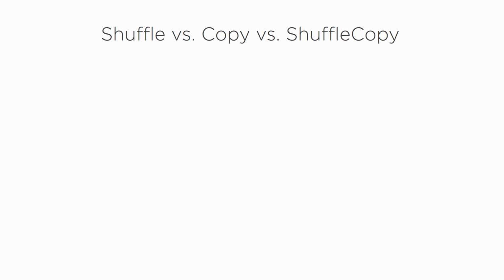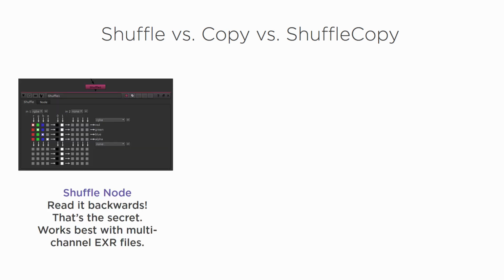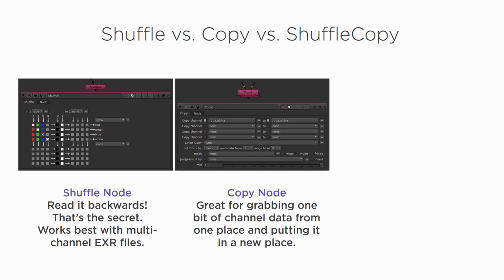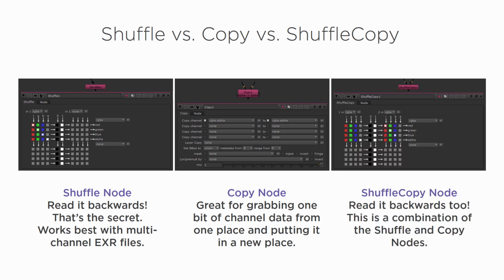In this clip, we're going to learn about the shuffle copy node. We've learned about the shuffle node and how we need to read it backwards to really understand it the easiest way. We've learned about the copy node and how we can just take information from one place and put it in another. And now we're going to learn about the shuffle copy node.